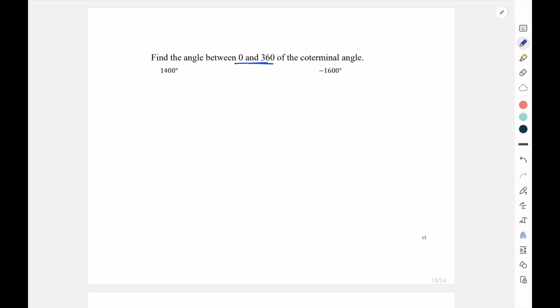So if we look at 140 degrees, I would say take the angle that you're given, so 140 degrees, divide it by 360, so you know how many times it goes into it. And when you divide it by 360, you get 3.88 repeating.